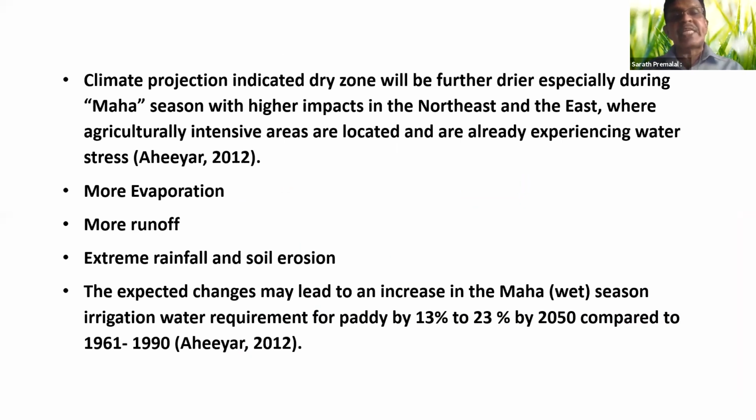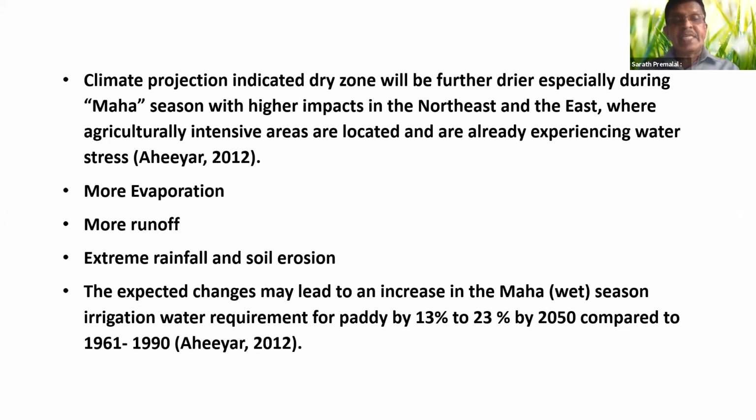I would like to go to the way forward. Climate projection indicated the dry zone will be further drier, especially in the Maha season. The Maha season means the major cultivation season in Sri Lanka, going from September to February. So dry in the Maha season with higher impacts in the northeast and the east, where agriculturally intensive areas are located and already experiencing water stress, and more evaporation, more runoff, extreme rainfall and soil erosion.